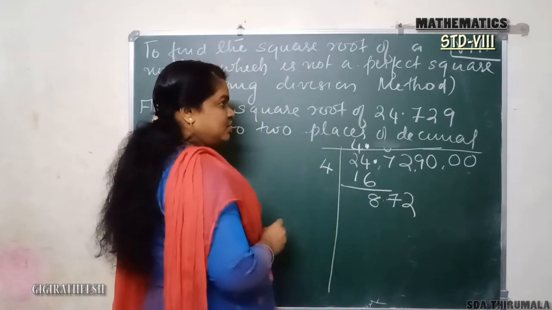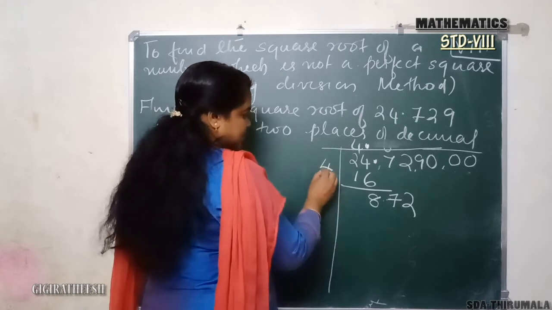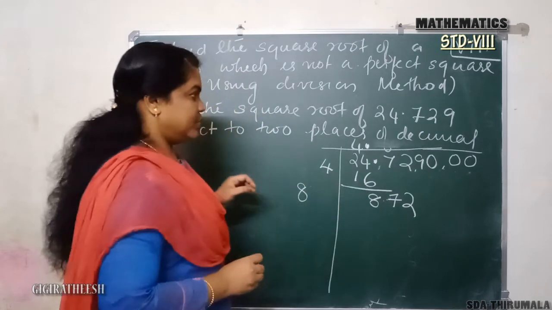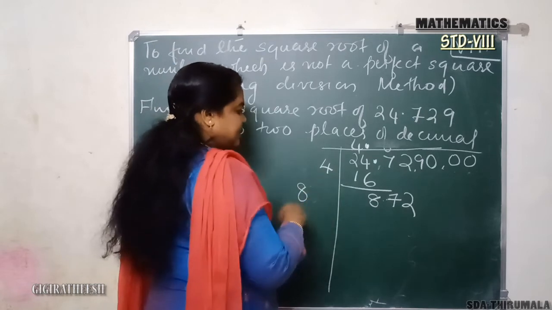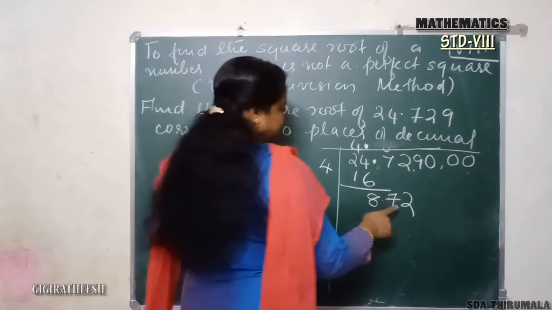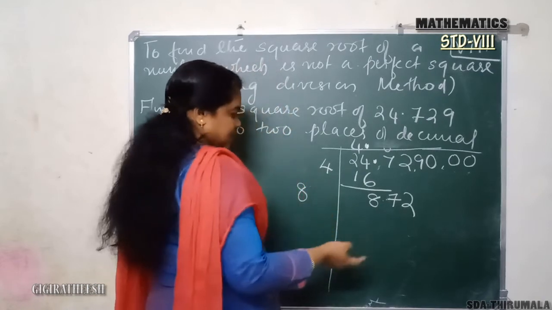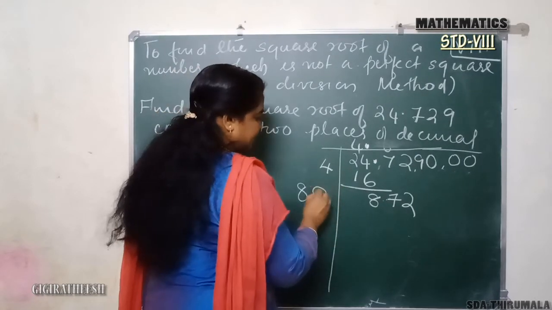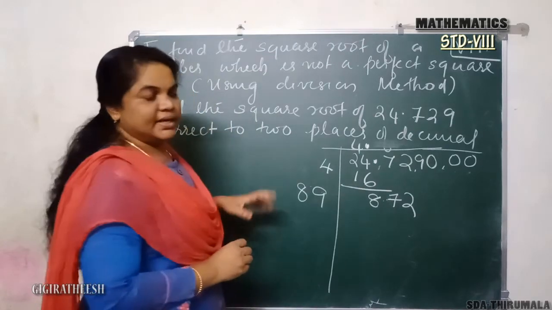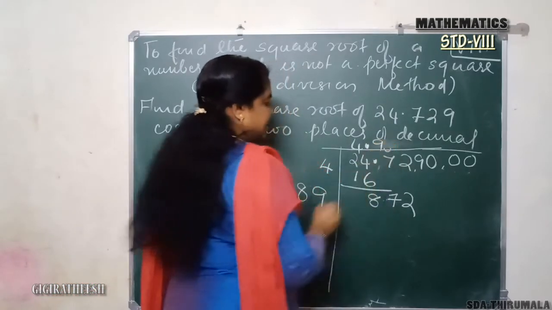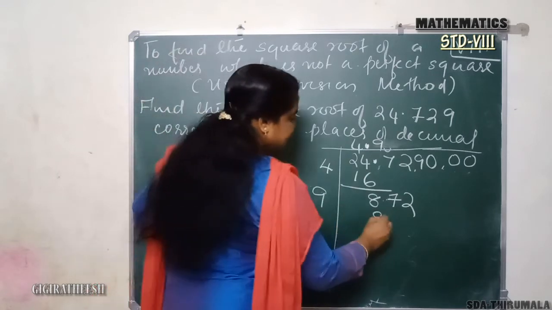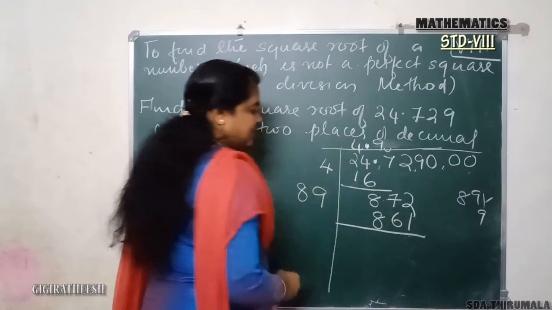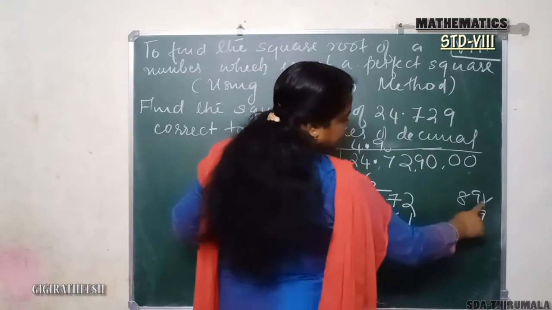Bring down 72. Now double the quotient: 4 twos are 8. After that we can select any number to be multiplied. If we try 81 into 1 we get 81, and you can try 2, 3, 4. We get 9, so 9 is the number. 89 into 9 is equal to 801. We should multiply with the same number, so take a suitable number.